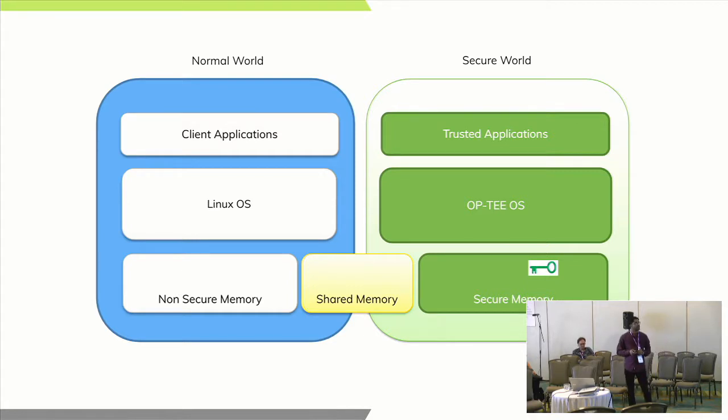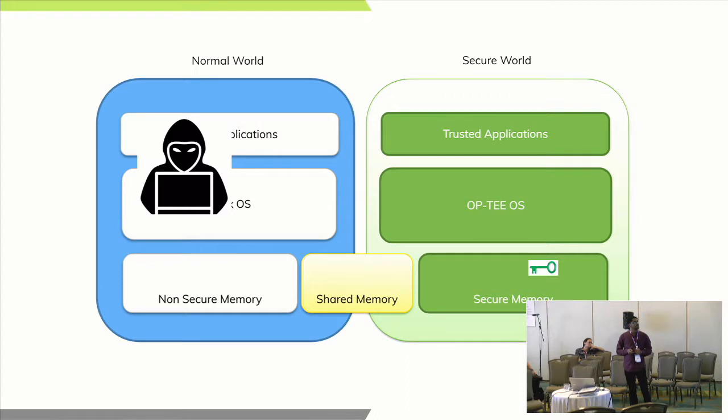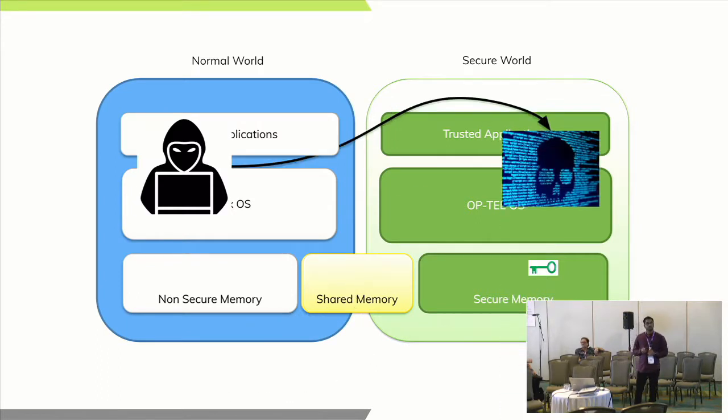So this is the view of our system. Let's say our memory is divided into three parts: non-secure memory, shared memory, and secure memory. And let's assume that this key, which we are using for the operation, is already loaded into the secure memory. And some hacker comes and is able to exploit the vulnerabilities that we just discussed and lead to the execution of his own code.